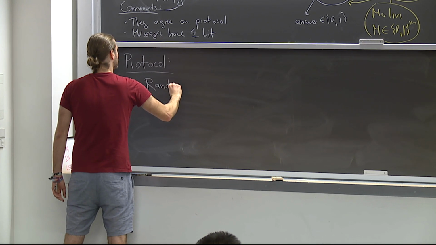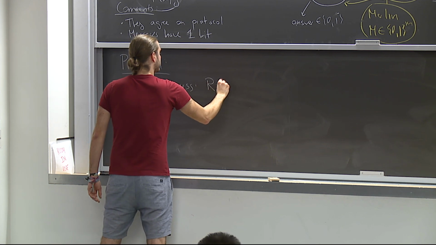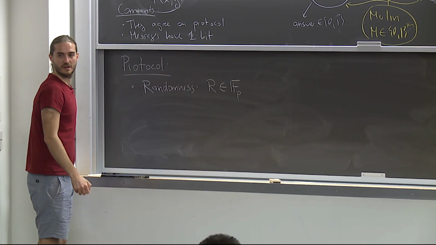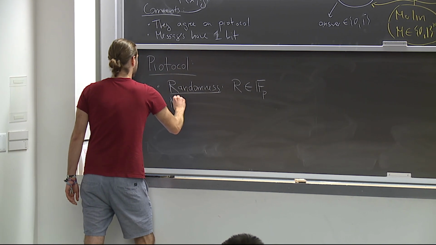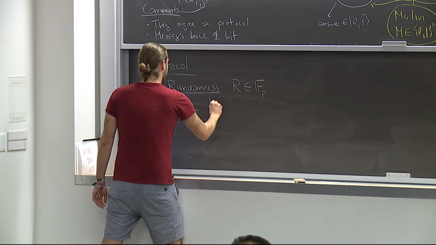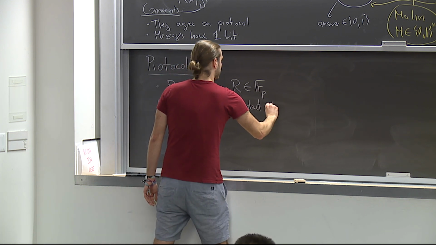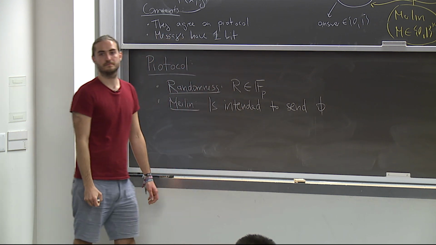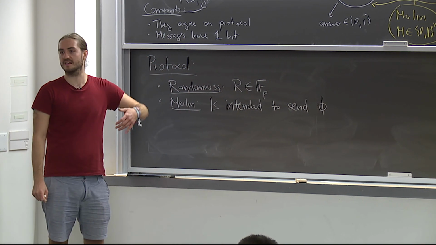The randomness is: view R as a random element of our field. Merlin is intended to send the polynomial phi, the entire polynomial. There are several ways in which he could send it. Let's say he sends the coefficients of phi.